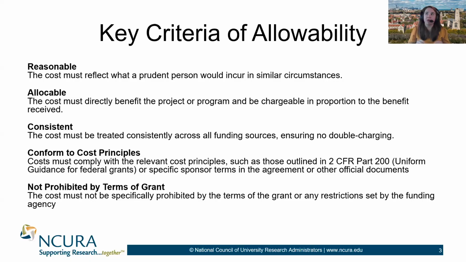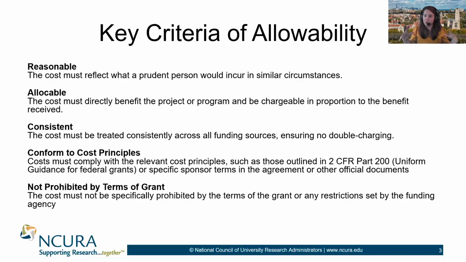So the key criteria that we're going to be talking about and really diving in depth today are going to be that cost must be essential. They need to be prudent and not excessive, reflecting what a reasonable person would do in a similar circumstance. So if you hear about a prudent person test or a reasonable person test, that's what we're talking about there. They need to directly benefit the grant funded project.